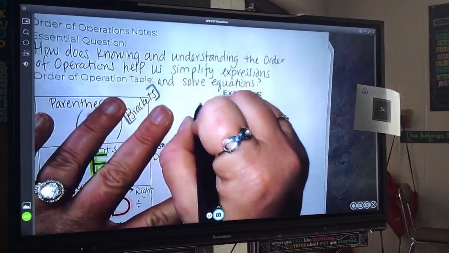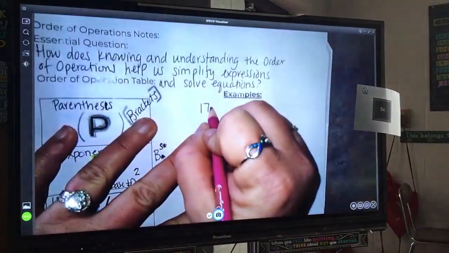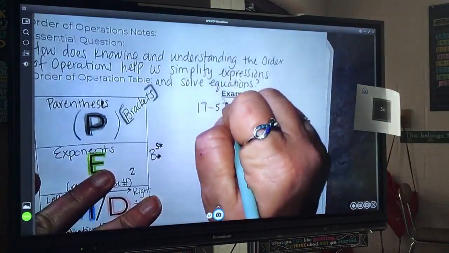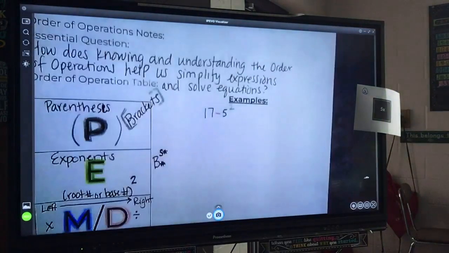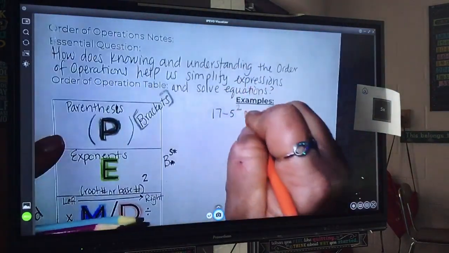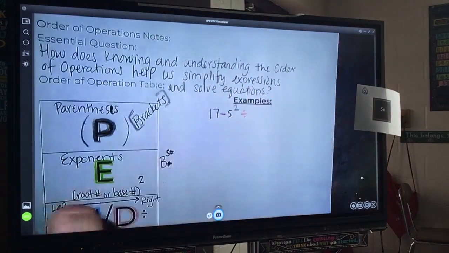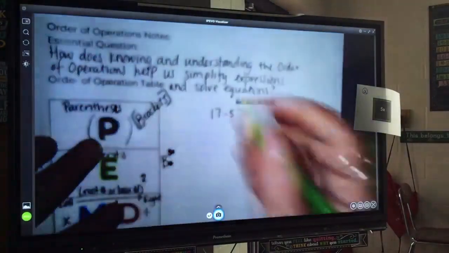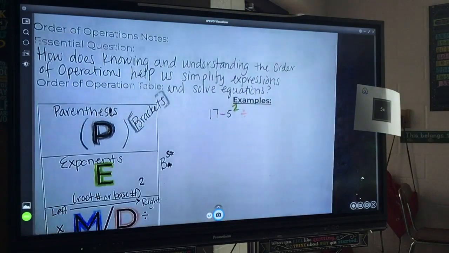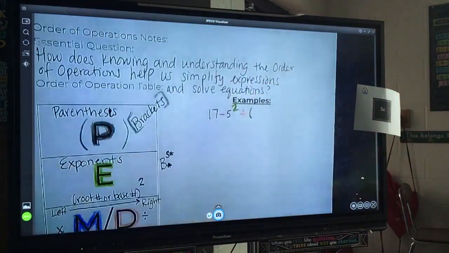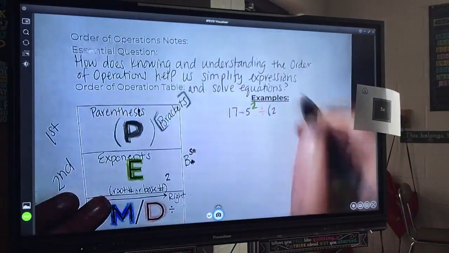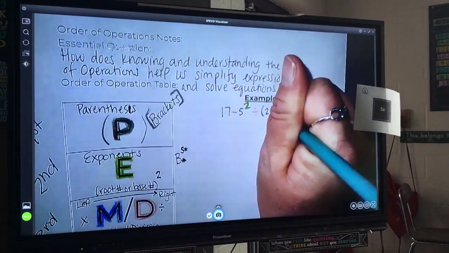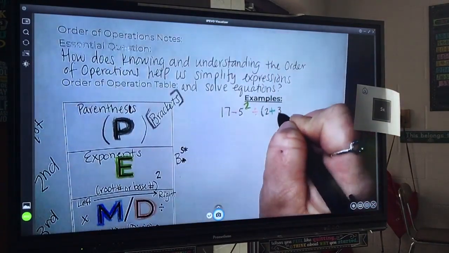Our example is 17 minus 5 squared divided by, oh, I did the wrong one for exponent. See? Got to pay attention. Divided by 2 plus 3.